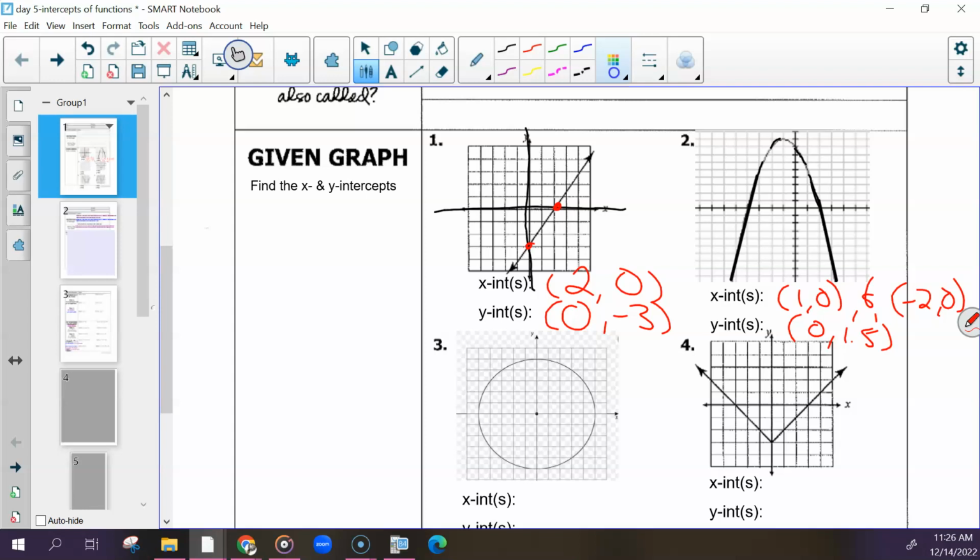Questions on that? Just for the Khan Academy, it will want you to put it in as fractions. And then you'll be able to see what that fraction would be. I don't think you'll get fractions for the graphs. I think they'll be more so for the equations, but we'll talk about that here in a second.